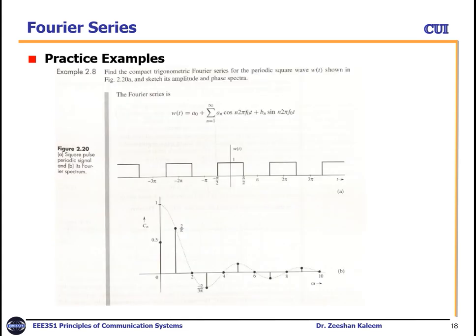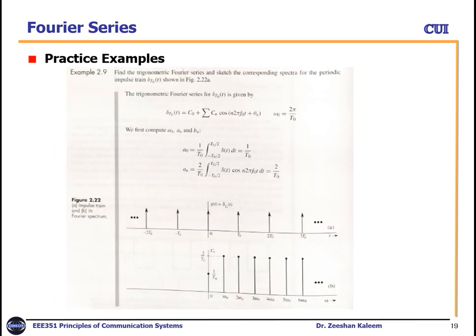There are some examples, like example 2.8. I pasted the picture here. You need to find the compact trigonometric Fourier series for the periodic square wave. This is a square wave given to you, and you need to find its Fourier series and sketch its amplitude and phase spectrum as well. Amplitude means amplitude with respect to frequency, and phase means phase with respect to frequency. So you need to calculate the Fourier series first, then, using the compact form, find cn and theta n, and then the amplitude and phase spectrum.